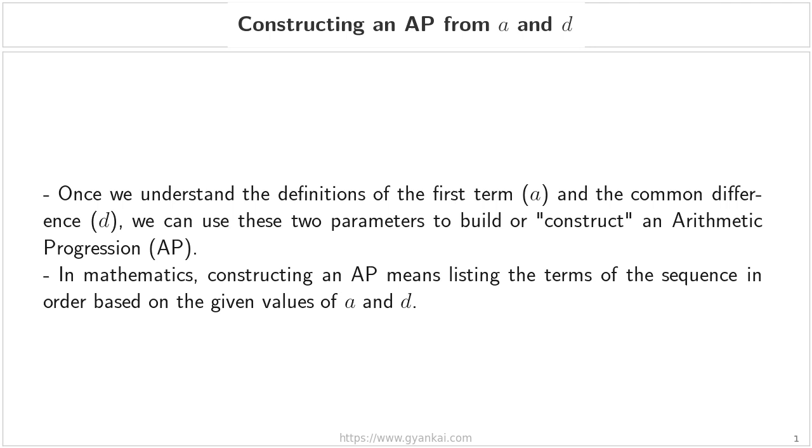It sounds like a complex term, but in mathematics, it simply means listing out the terms of the sequence in their correct numerical order, using only the starting value of a and the jump value of d that we have been given. In the next few slides, I will show you the logic behind this process and walk you through some step-by-step examples to make it crystal clear.